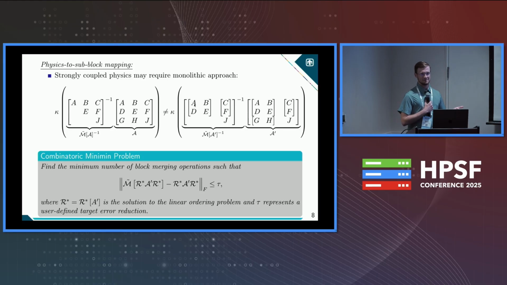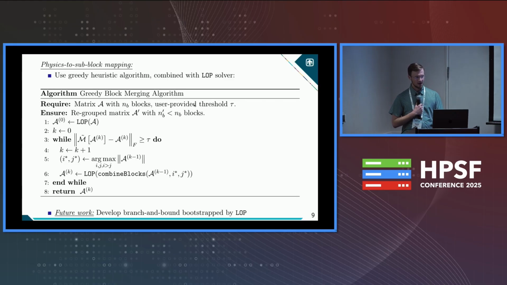So this again becomes like another combinatoric optimization problem where we want to essentially find the minimum number of block merges such that we reach some user-specified tolerance. And for that, we use a sort of greedy heuristic algorithm that we bootstrap using our linear ordering problem solver. So we essentially loop through, we find the correct ordering, we chase down the largest block in our preconditioner that gets ignored, we merge those blocks together, do the reordering, and keep repeating until we satisfy the condition in line 3.